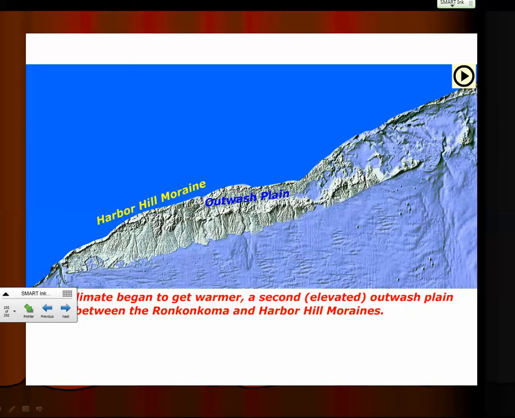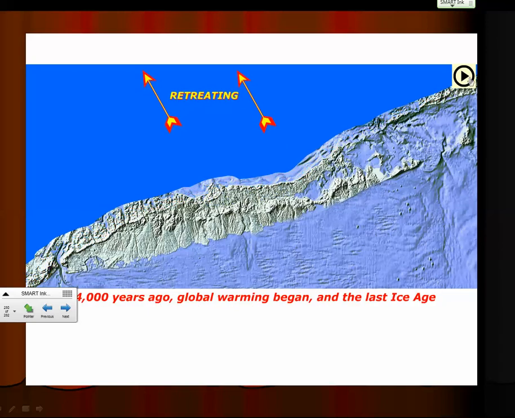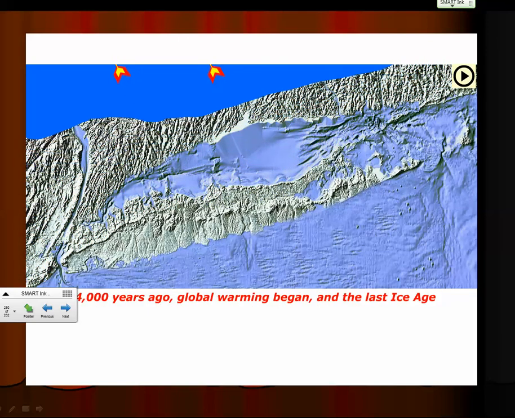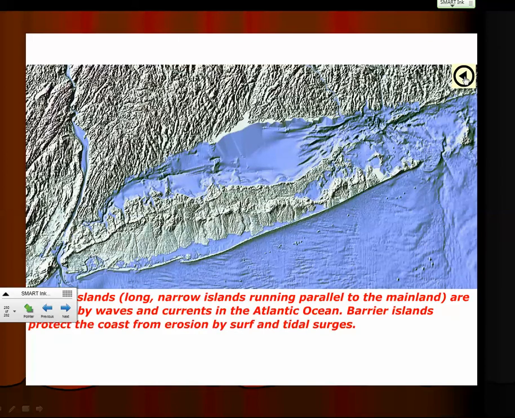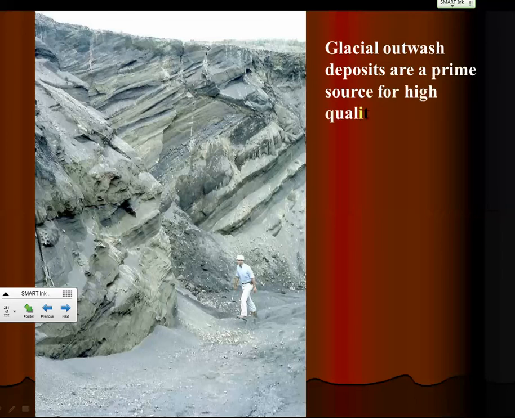And then as the climate gets warmer, it retreats backwards, leaving it behind as well. So now we have two moraines. And now, wave erosion, beaches form. The landscape starts to change into what we now see today. Cool video. Thanks to Charles Burrows.